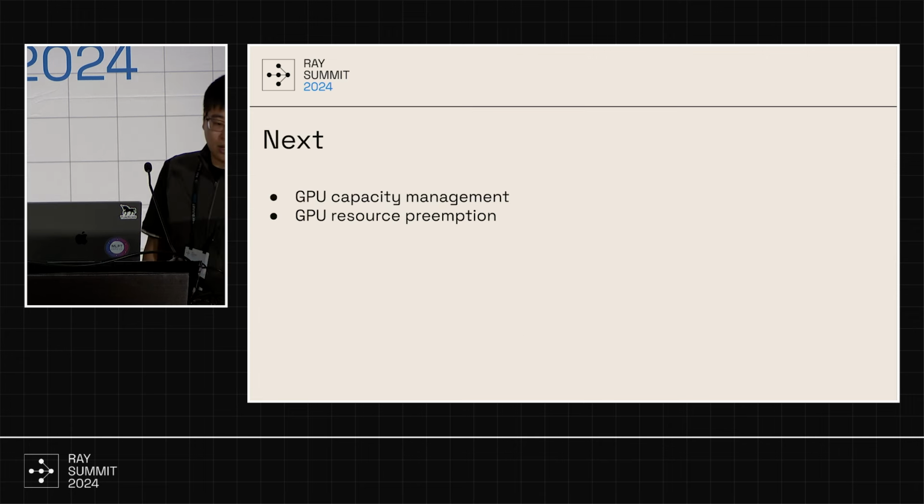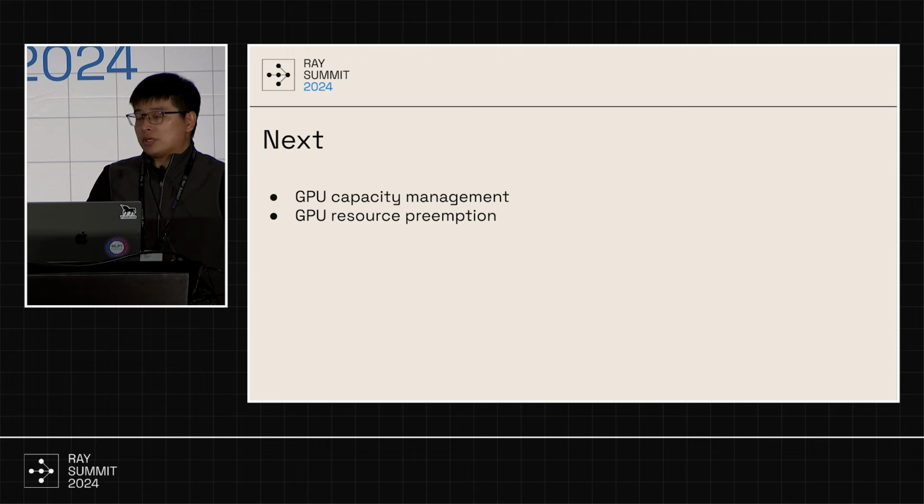I will talk about GPU management and GPU resource preemption, which we use a lot. I think the use case at Apple is huge, in that we have so many organizations and teams who want to use Ray, and how to offer the limited GPUs to all these teams and organizations is the key issue that we want to solve.